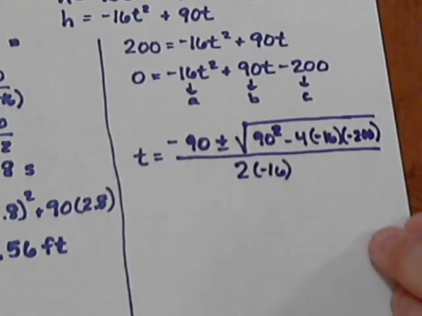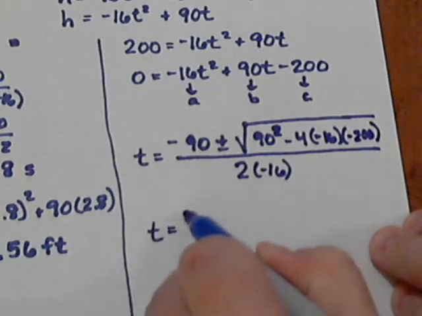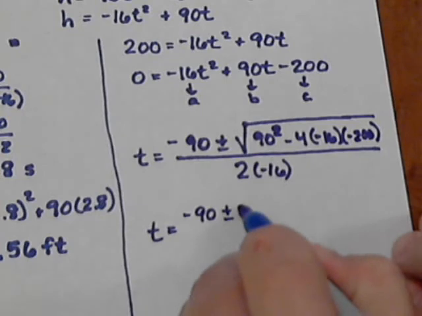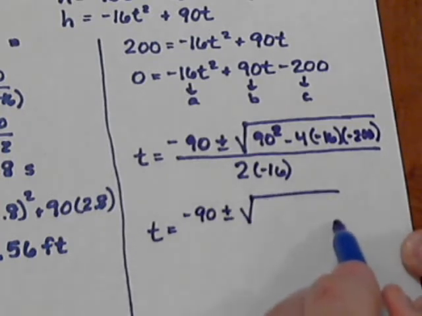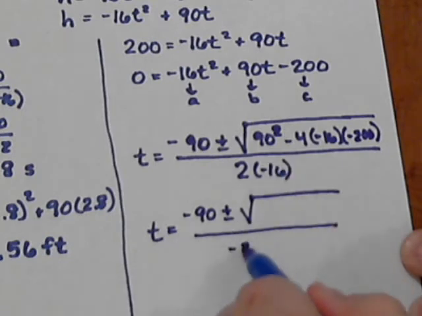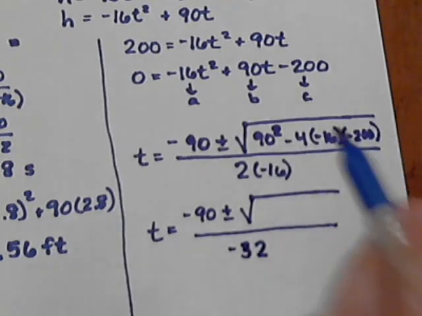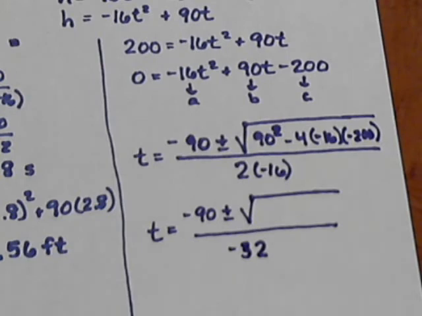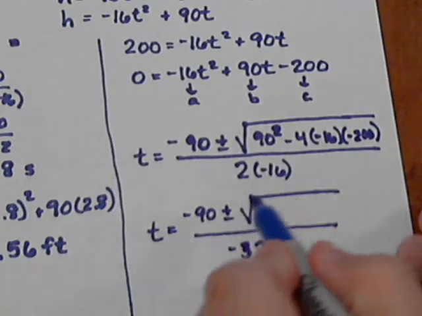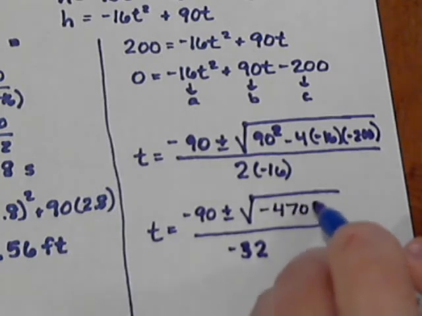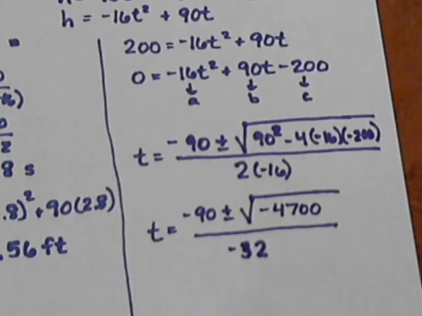So the next step is we're going to do some calculating. We have t equals negative 90 plus or minus. Let me go ahead and do the denominator first. 2 times negative 16 is negative 32. If I calculate 90 squared minus 4 times negative 16 times negative 200, this gives me negative 4,700. And now we can stop, because we've got a square root with a negative number under it. We can only take the square root of positive numbers. So the fact that we get a negative under the square root tells us that this can't happen. We're going to get an imaginary number.